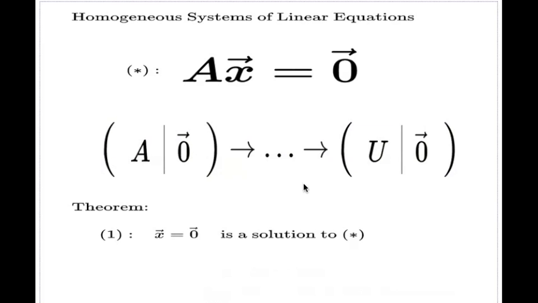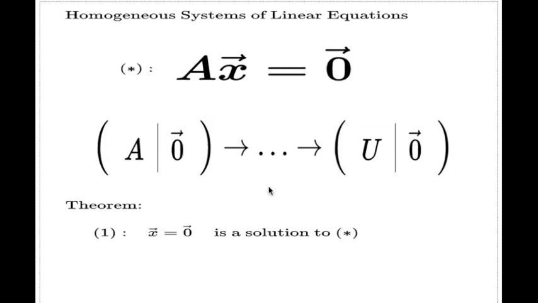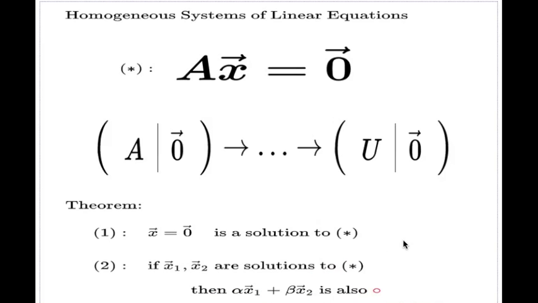Now, the other thing which you have to remember about the homogeneous system, I'm just mentioning this, later on maybe it will be helpful. The second thing which is specifically attached to a homogeneous system is that if you have two solutions to this system, then if you take a linear combination of these two solutions, that will also be a solution.